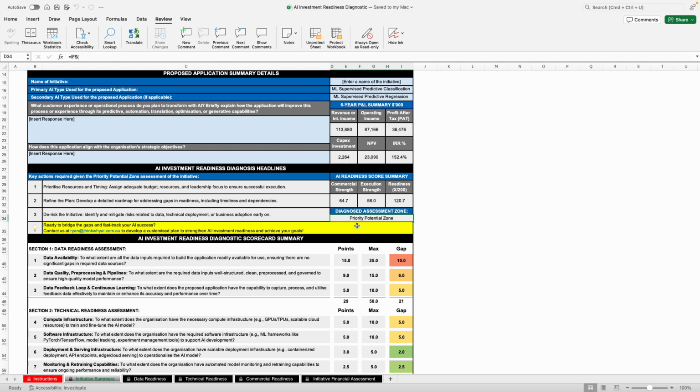The AI Investment Readiness Diagnostic is designed to take the guesswork out of AI investment decisions, ensuring organisations can make informed choices backed by structured assessment and one language and unified approach for aligning on AI priorities across the enterprise.